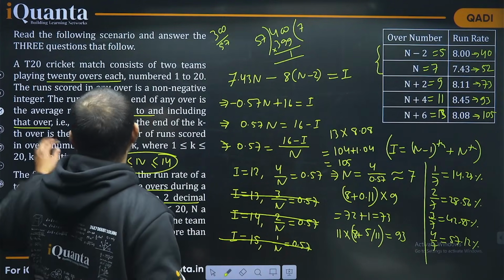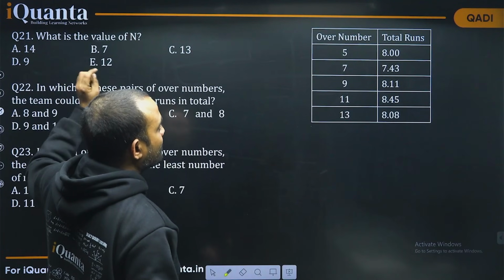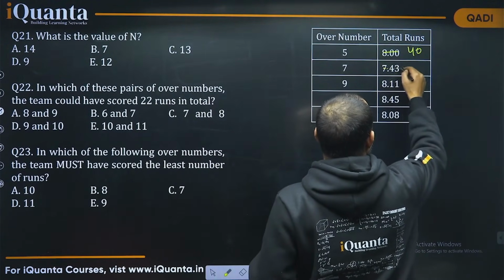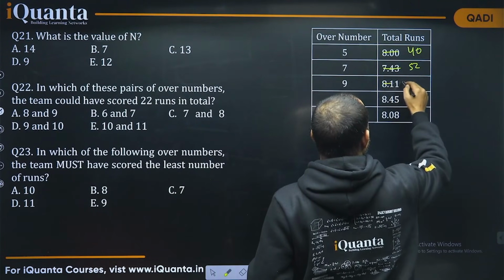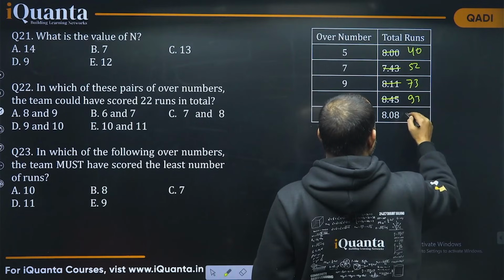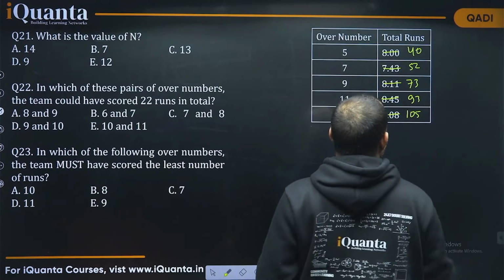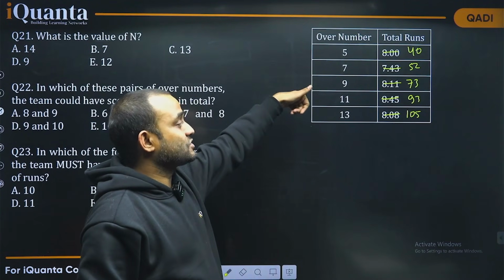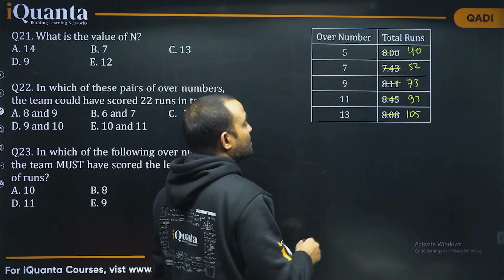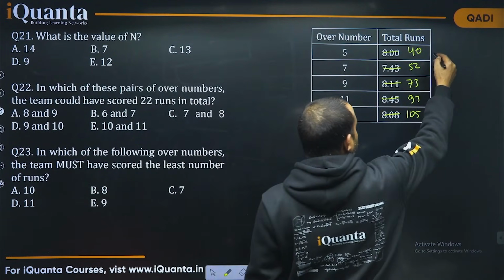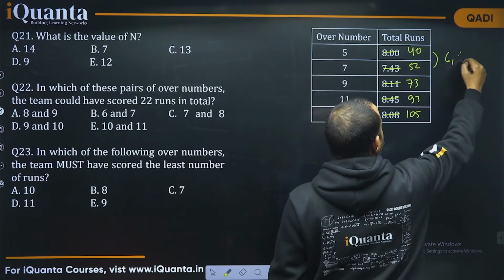Okay then, let's try to solve this. Total runs we already have here: this is 40, this is 52, this was 73, this was 93 and this was 105. Now we know that after the 5th over, in the 6th and 7th over, runs scored were 6 and 6, because the difference is 12. So it can only be 6 and 6.